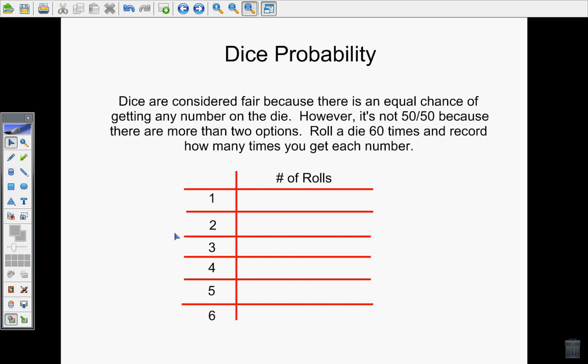You're going to need to make a chart that looks like this so you can keep a tally of how many times you get a 1 or a 3 or a 6. Go ahead and pause the movie now so you can roll that die 60 times.